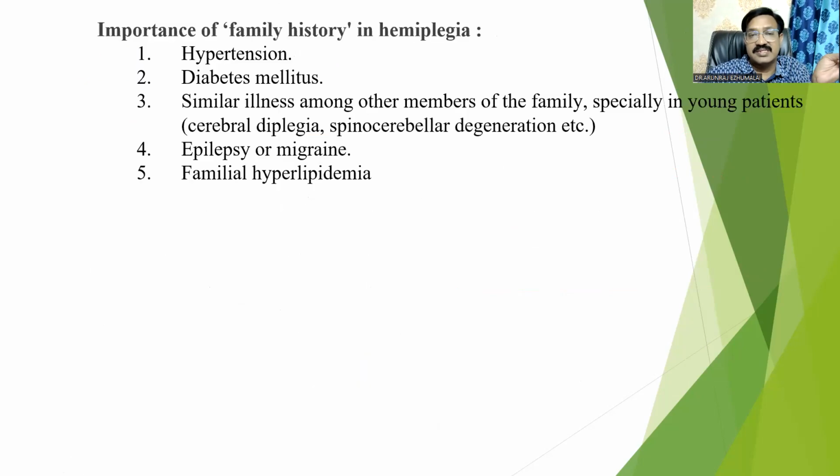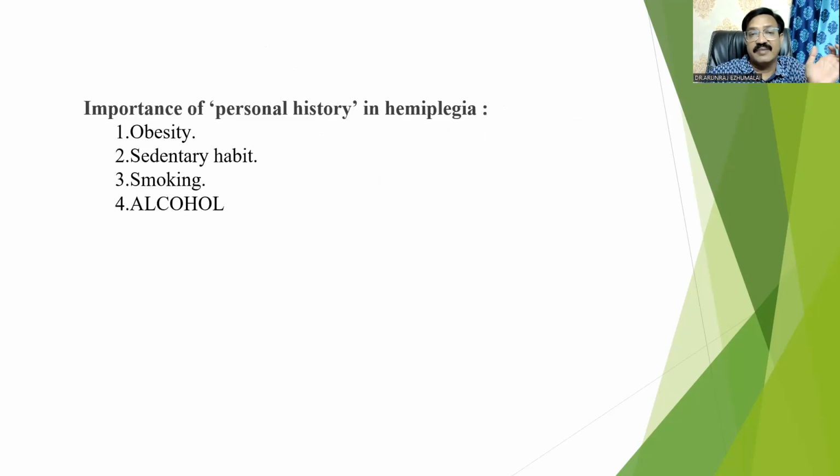I already discussed that. Family history: you have to ask about family history of hemiplegia, because when there is familial increased risk of atherogenesis, that may also lead to hemiplegia. Hypertension, family history of diabetes mellitus, epilepsy, family history of migraine, familial hyperlipidemia, all these may cause hemiplegia in parents as well as in children. So this you should not forget.